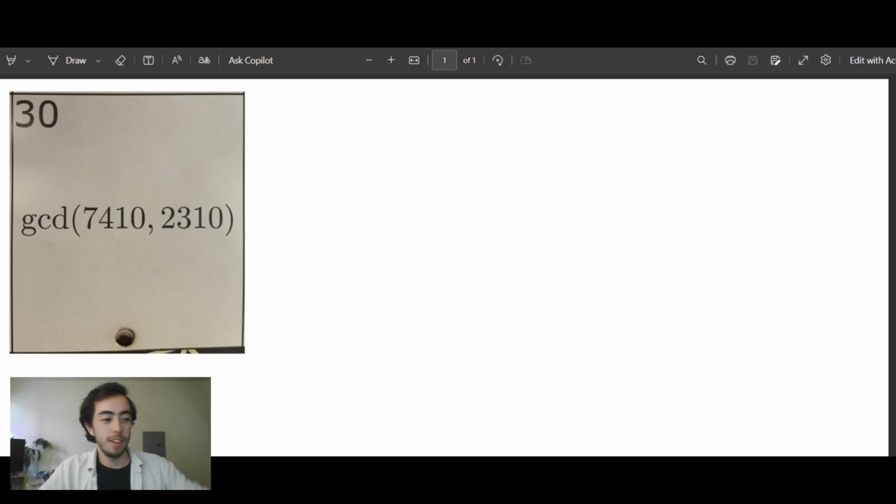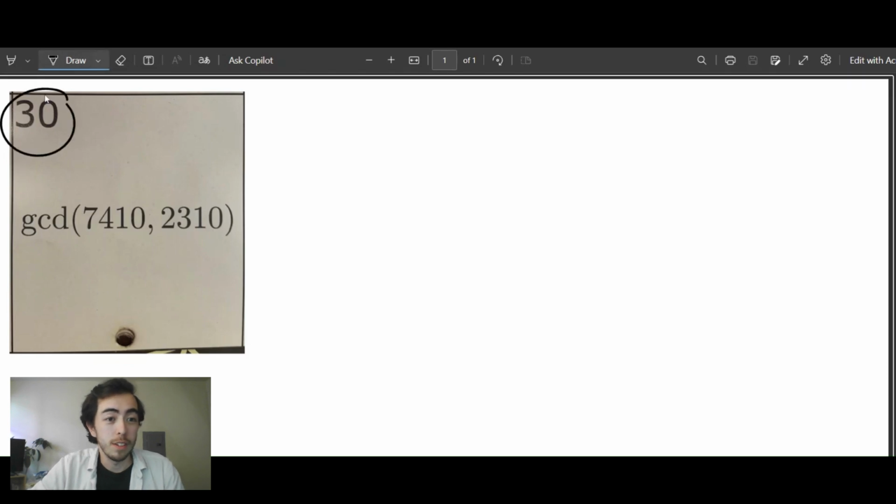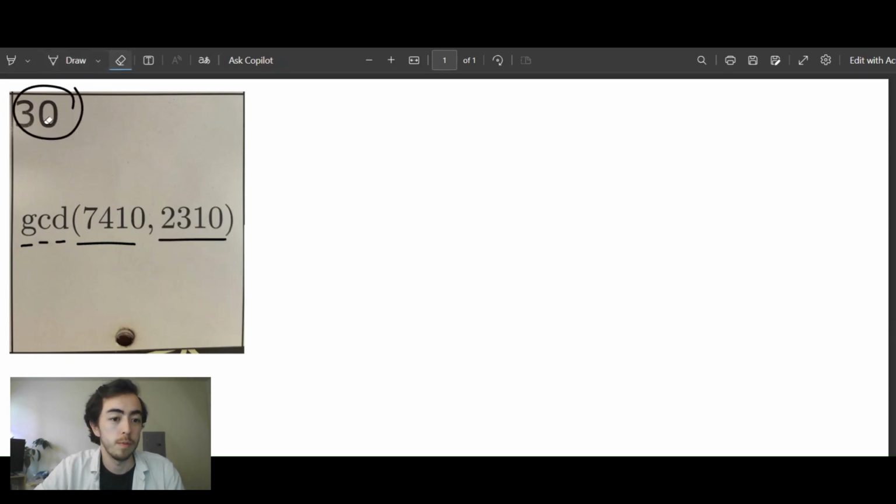It's April 30th, and we're solving problem number 120 from the Daily Epsilon calendar. And apparently, the answer is 30, because it's today's date. And we need to show why the greatest common divisor of 7,410 and 2,310 is 30.